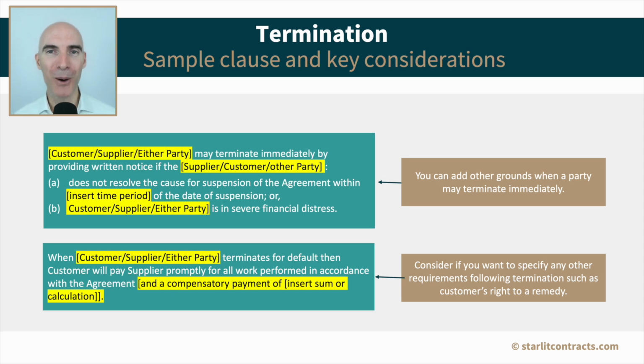Let's continue with the sample clause now. When customer, supplier, or either party terminates for default, then customer will pay supplier promptly for all work performed in accordance with the agreement and a compensatory payment of, and then you would insert that sum, that value, or the calculation to establish how much should be paid.